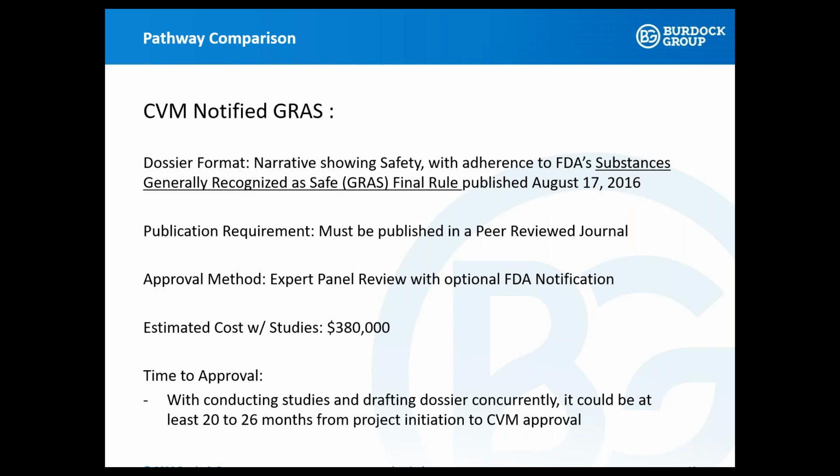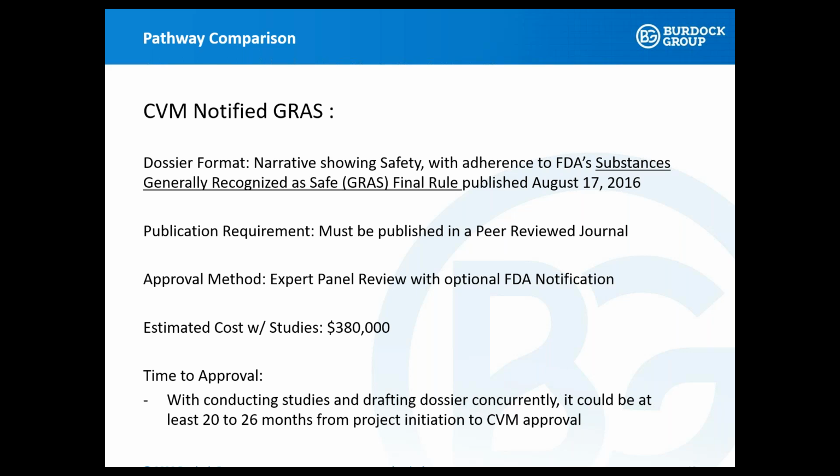Okay, CVM notified GRAS. As I mentioned, we had GRAS earlier, which is self-affirmed. Now we're talking about notified GRAS. Same dossier format as earlier. Must be published. The approval method is different though. Expert panel review. It's already GRAS after that. However, you notify the FDA, and that makes things a little bit more expensive. But in terms of time to approval, it makes it a lot longer.